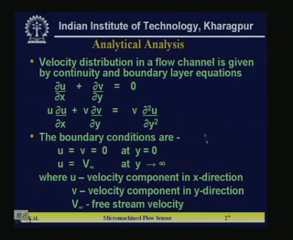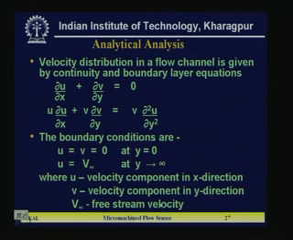So, now if you go for analytical analysis, then it is like that. Velocity distribution in a flow channel is given by the continuity and boundary layer equations, and these two equations are given here. del u by del x plus del v by del y is equal to 0, where u and v are the velocity components along x and y direction inside the fluid medium. The other equation is u del u by del x plus v del u by del y equal to ν del 2u by del y square. The boundary conditions are like this, where u is the velocity component in x direction, v is the velocity component in y direction, and v infinity is the free stream velocity.